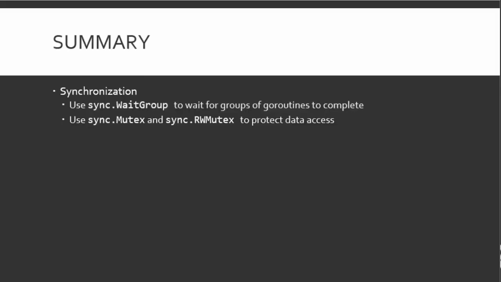We also talked about the mutex and the RWMutex and how those are generally used to protect data. So if you have a piece of data that's going to be accessed in multiple locations in your application, then you can protect that access by using a mutex or an RWMutex to ensure that only one Go routine is manipulating that data at one time.